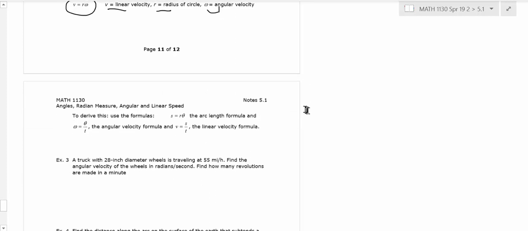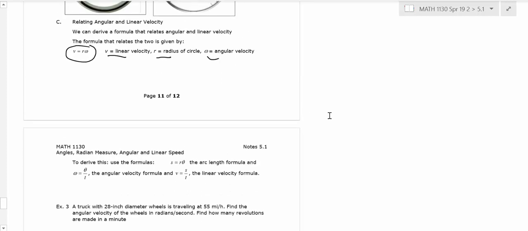So let's see, I'll show you where the derivation of this comes from on the next page. It's pretty simple to derive this formula. So the idea is we're going to start like this. Let's start by writing down the formula. V is equal to s over t. Okay, now that's what linear velocity is.